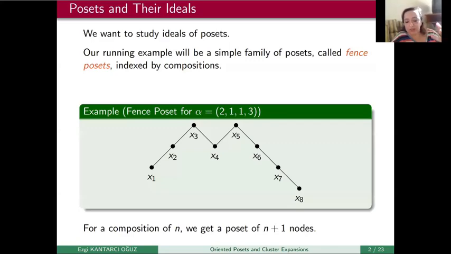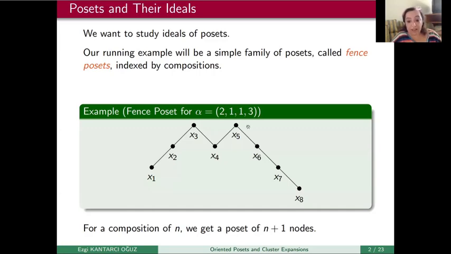So, the objects we want to study are ideals of posets. I assume at least some of you would be familiar with them. Our example will be a specific type of poset called a fence poset. It's nice because it's a very simple poset. They are indexed by compositions, and for 2, 1, 1, 3, we get 2 up steps, 1 down step, 1 up step, and 3 down steps. In general, if we have a composition of n, we get a poset on n plus 1 nodes.